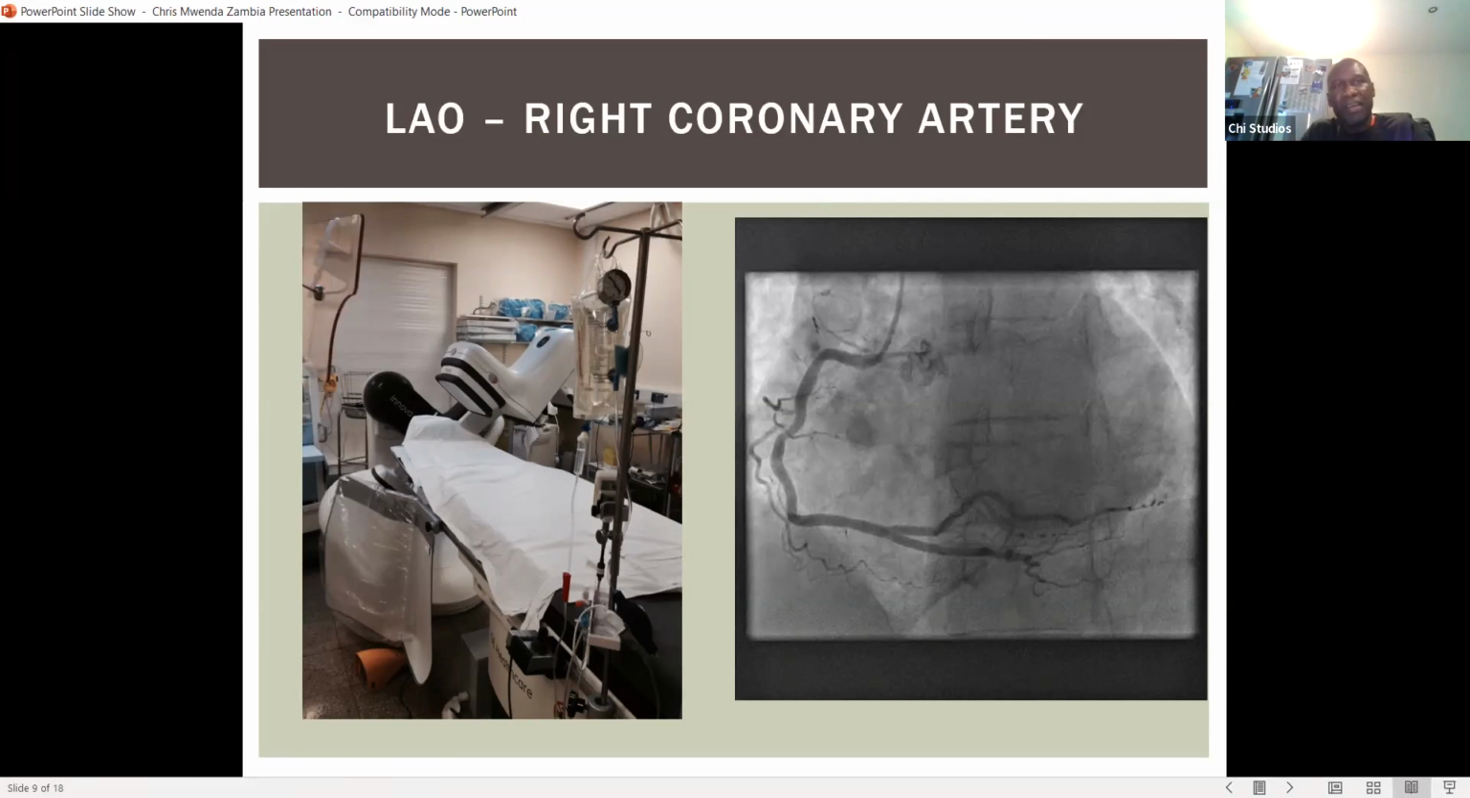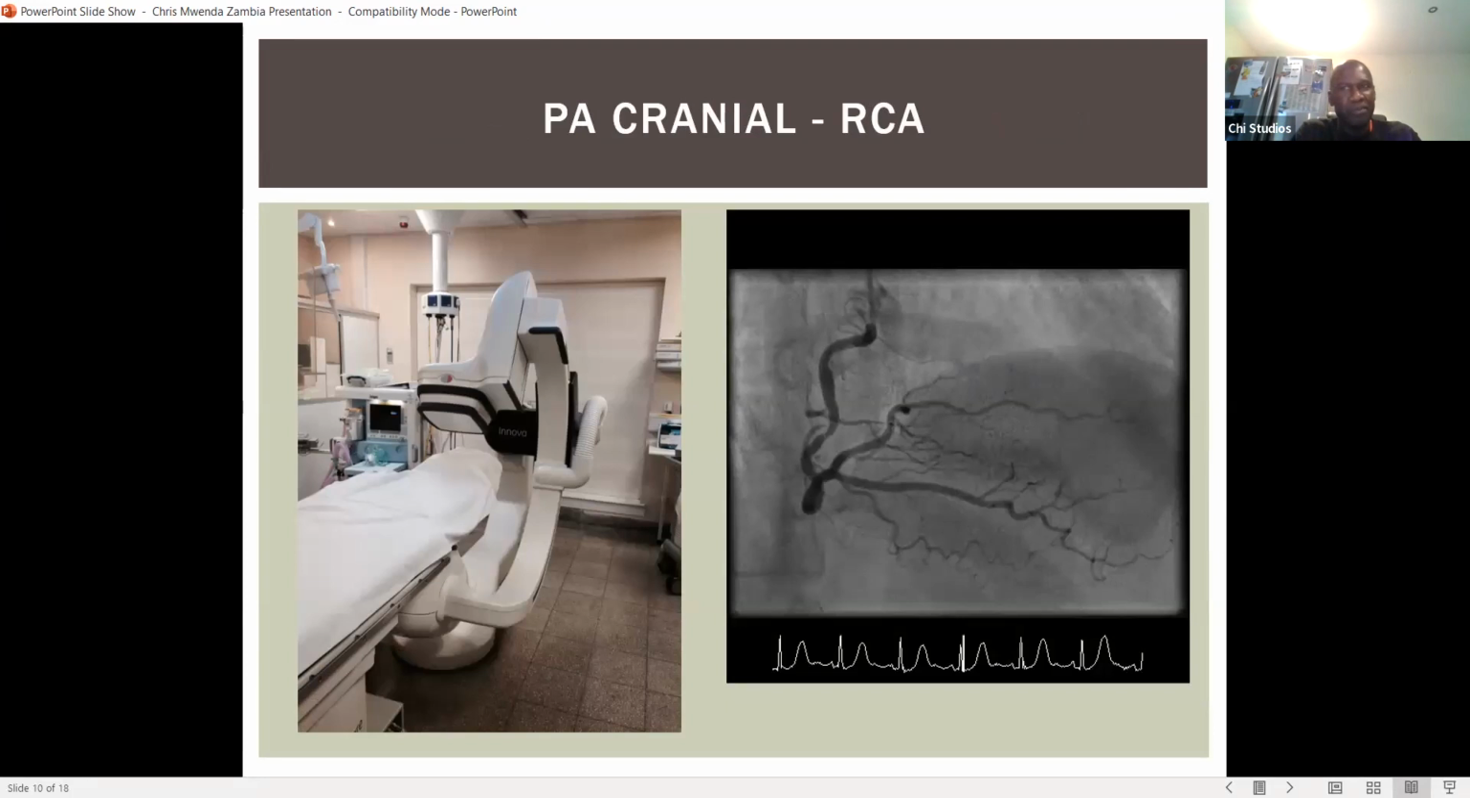So the LAO, left anterior oblique, that's the view we use to engage the right coronary artery. As a radiographer, when you are working, the doctors know, oh, we're doing the right coronary. So as a radiographer, I just know this is the view we use. For the left, most consultants prefer to engage in LAO and some engage in PA. So this is a PA cranial for the right coronary artery.